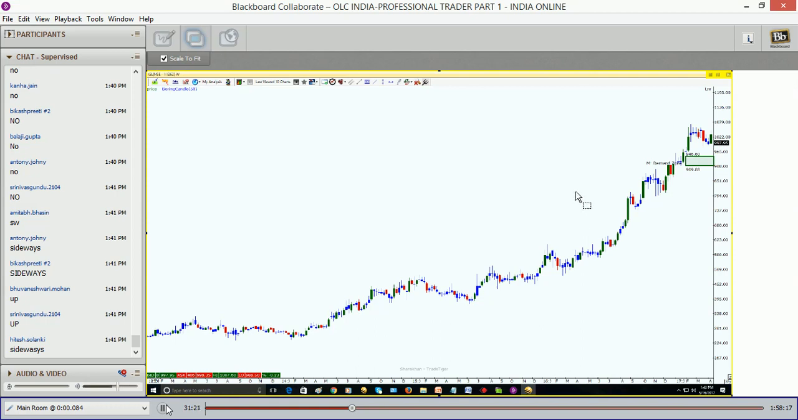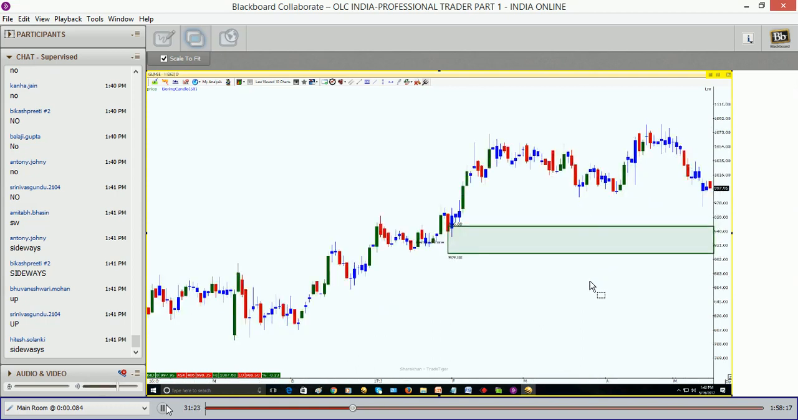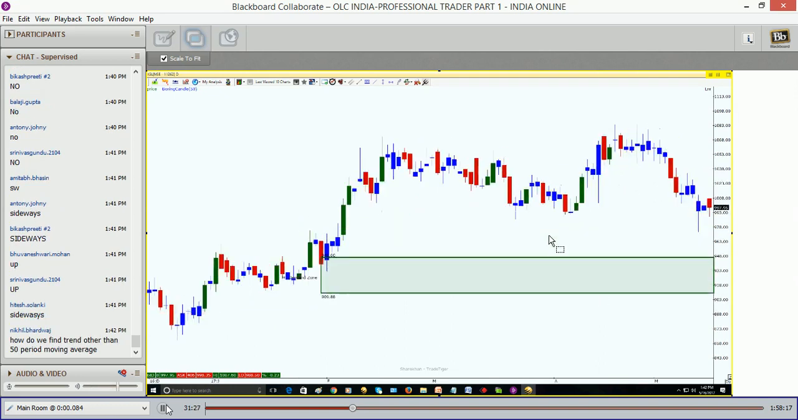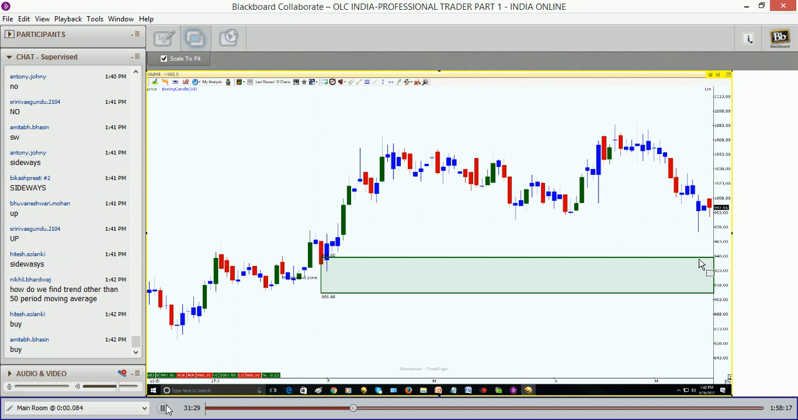Which means that should we be looking to buy on the daily or should we be looking to sell on the daily? No, Hitesh, it was up. Nikhil, we are going to be discussing that tomorrow.